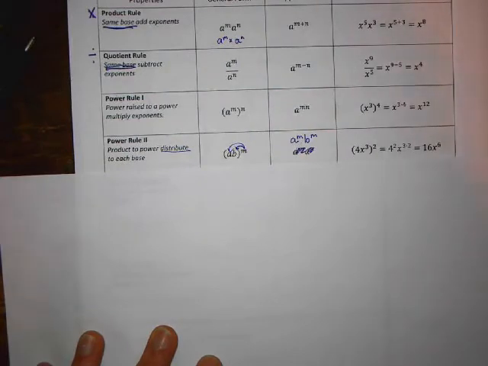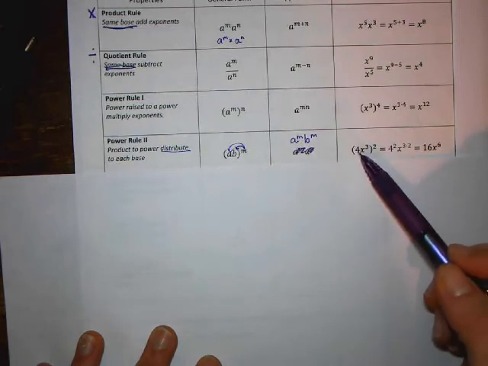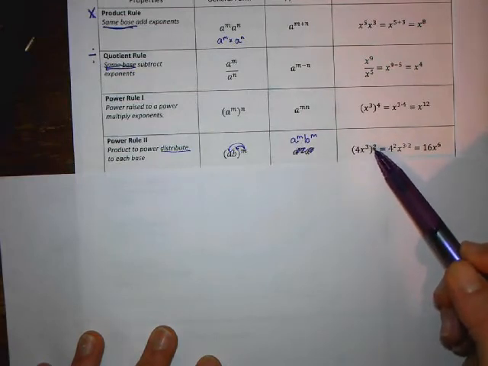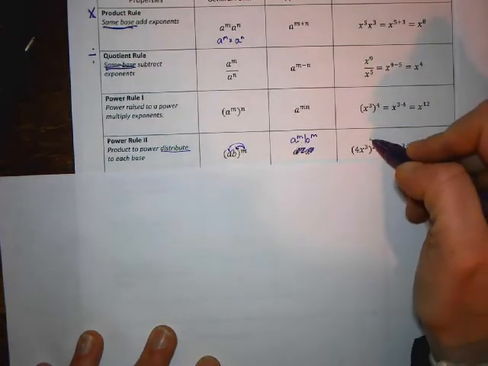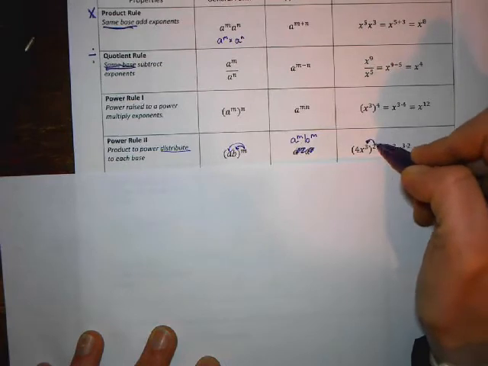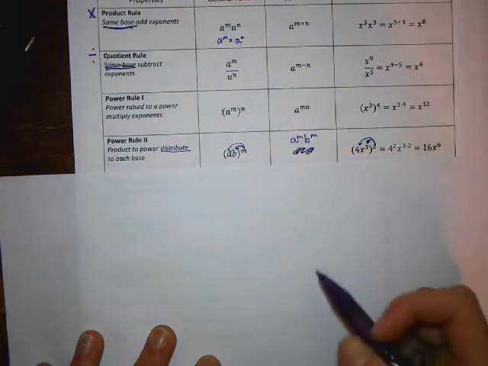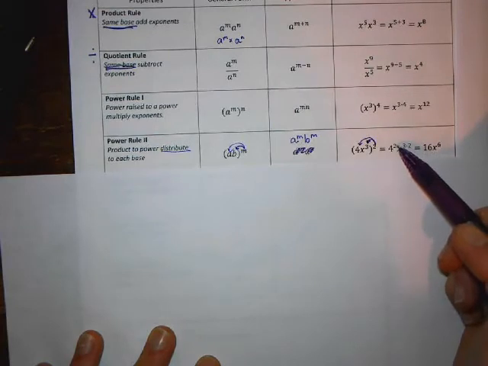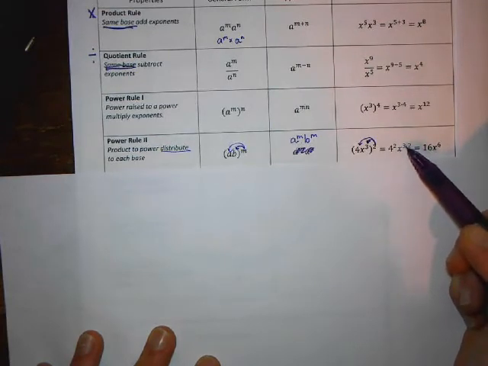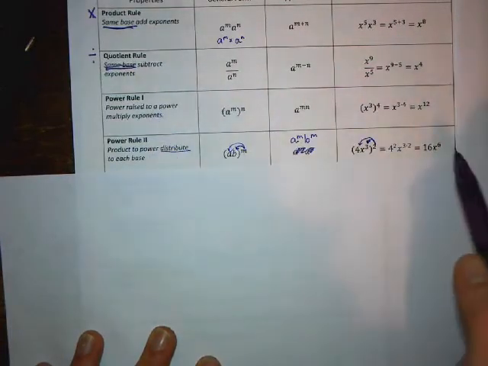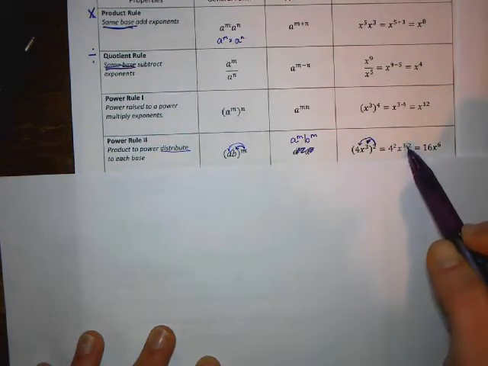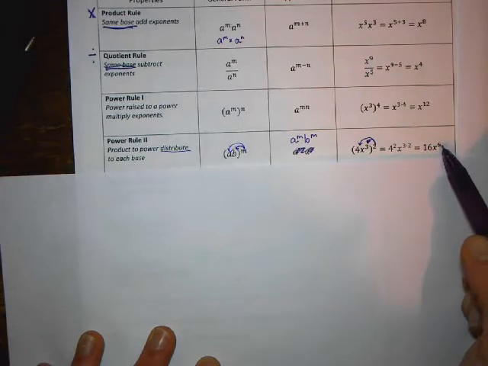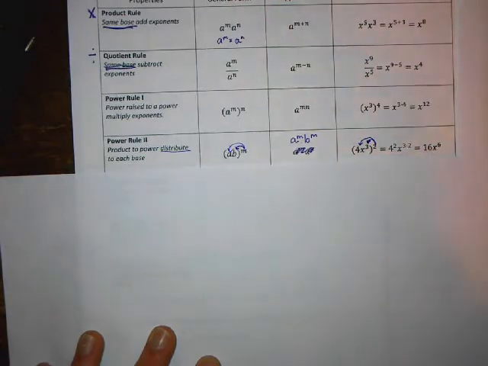And we can confirm that with our example. We have 4x to the 3rd power, all to the 2nd power. And what we're going to do is distribute that 2 to this term and distribute that 2 to this term, where we get 4 to the 2nd power times x to the 3rd power times the 2nd power, because we're using our first power rule. And we can simplify that. 4 to the 2nd power is 16, and we can multiply 3 times 2 to be 6. And this is in the simplest form we can get it.